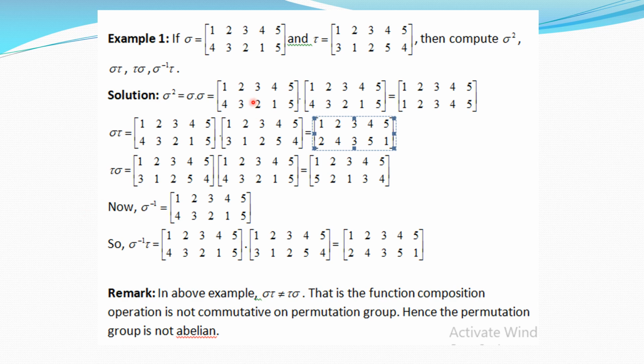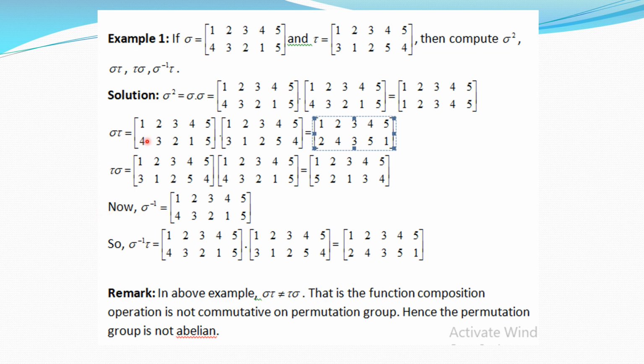Now next part is sigma inverse tau. But for that we need to calculate sigma inverse. Now observe sigma. Now sigma inverse is again a permutation on 1, 2, 3, 4, 5. So that is our first row. Now here 1 is an image of 4. So sigma inverse 1 is 4. So below 1 we have written 4.